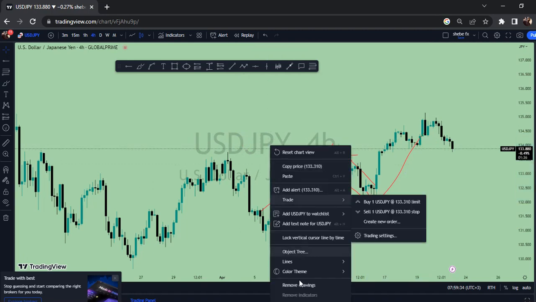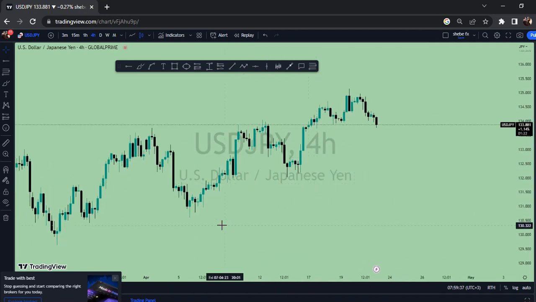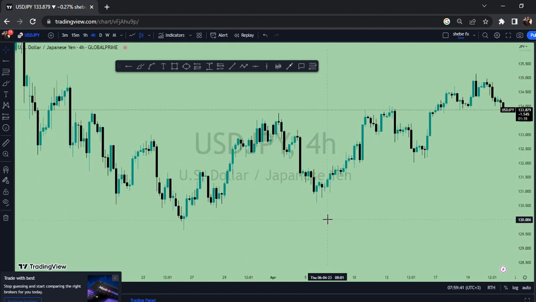Okay guys, I think now you get the point of breakout structure and how significant it is.